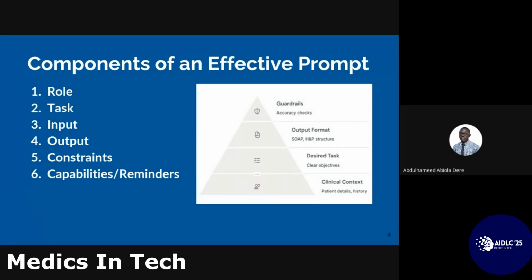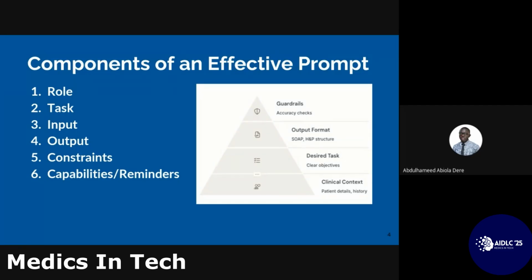Now, on the right-hand side, when we look at it from the clinical perspective, this is what we look at when we are building an effective prompt for any healthcare process. The first one is the clinical context, which is super important. When you want to use an LLM within the clinical context, it's super important for you to be able to provide the LLM with the clinical context. Note, I said clinical context, I didn't say clinical information, right? So there is some information that you don't necessarily have to give your LLM.